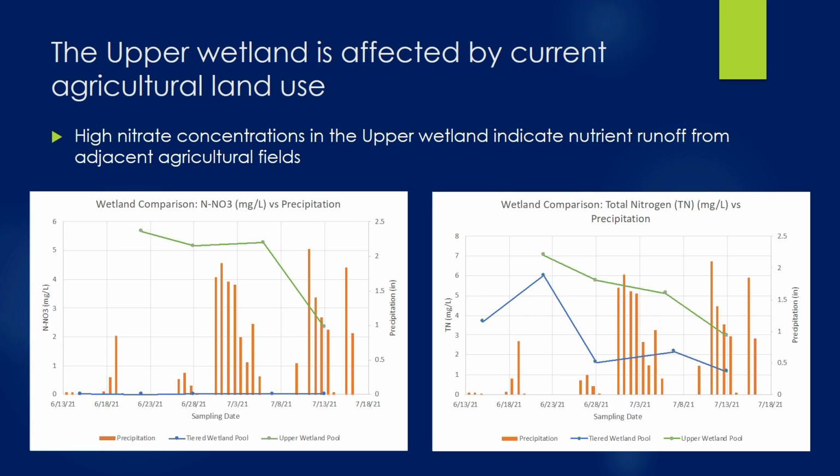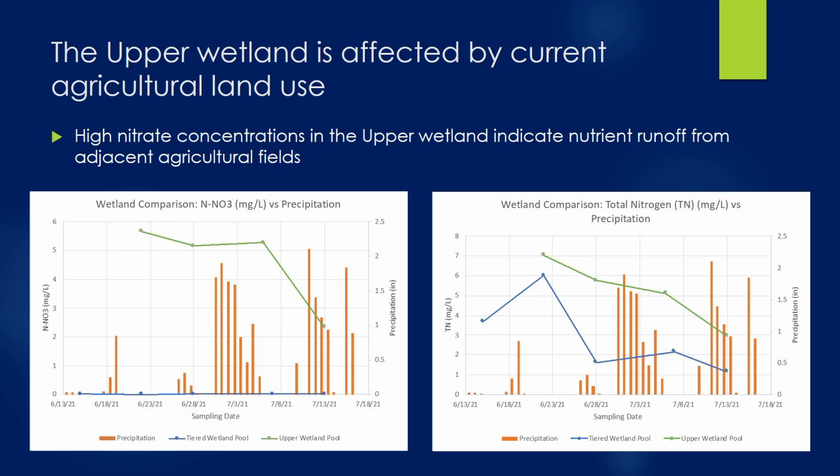In these graphs, I have again depicted the nutrient concentrations over time for a representative wetland cell from each wetland. The upper wetland is in green, the tiered wetland in blue, and those orange bars simply represent when rain fell. The main point from these slides is simply that the green line is so much higher for the upper wetland than the blue line for the tiered wetland, as you can see from the graph on the left. From the graph on the right, we also see that the total nitrogen content is higher in the upper wetland.